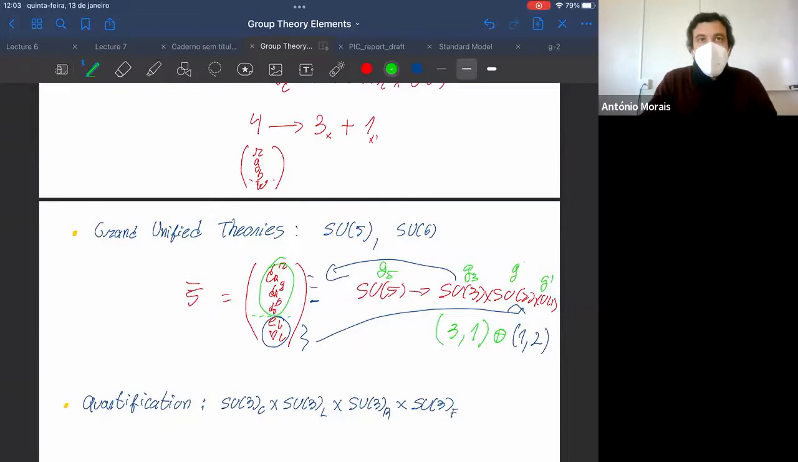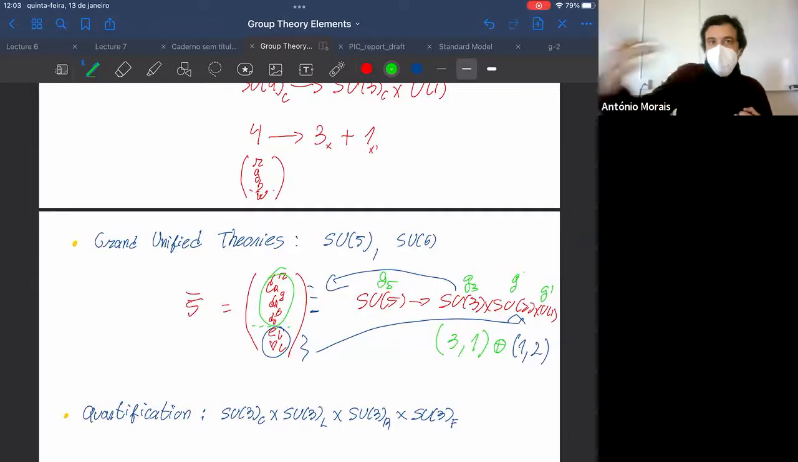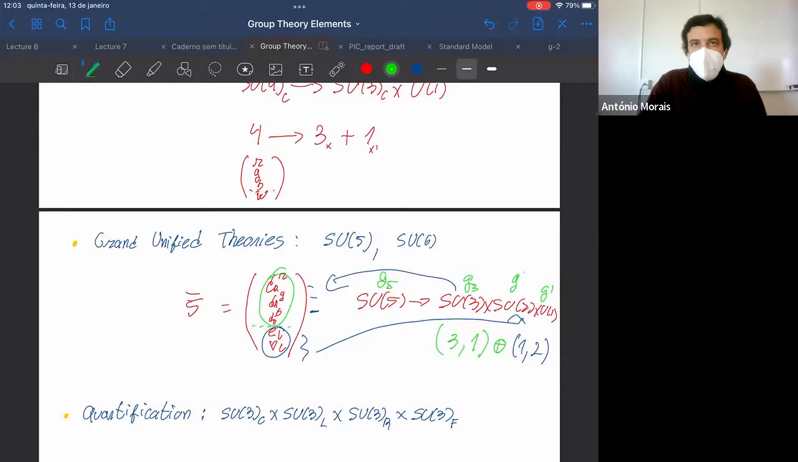And what about the SU6? What are, yeah, extra particles? SU6 contains SU5 cross U1, basically. So it has some new charge and a bit more particles. So SU5 does not give you anything else on top of the standard model. SU6 would give you something else on top of the standard model.